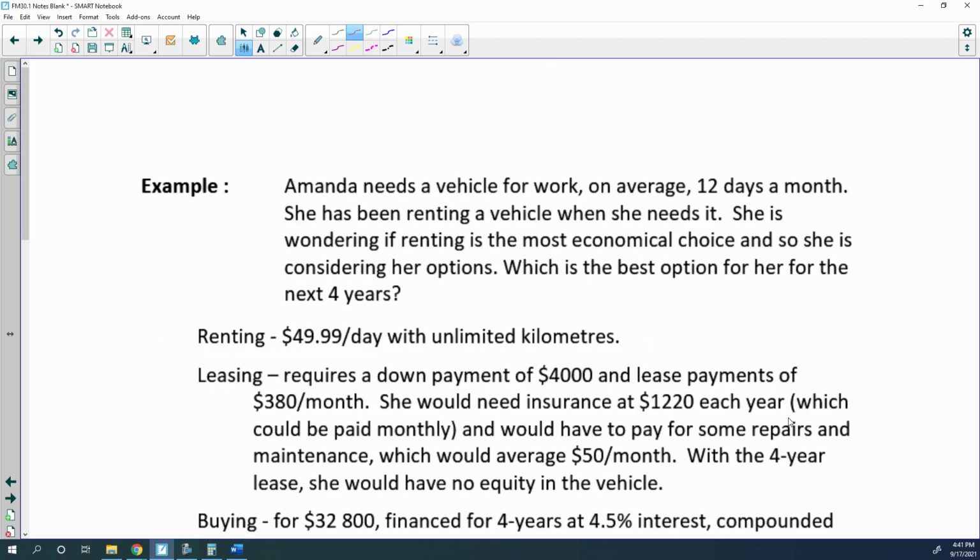So for example, Amanda needs a vehicle for her work on an average 12 days a month. She has been renting a vehicle when she needs it. She is wondering if renting is the most economical choice, and so she is considering her options, which is the best option for her for the next 4 years. So she could rent for $49.99 a day with unlimited kilometers. She could lease, which requires a down payment of $4,000 and a lease payment of $380 per month. She would need insurance at $1,220 each year, which can be paid monthly. She would have to pay for some repairs and maintenance, which average $50 a month. With the 4-year lease, she would have no equity in the vehicle.